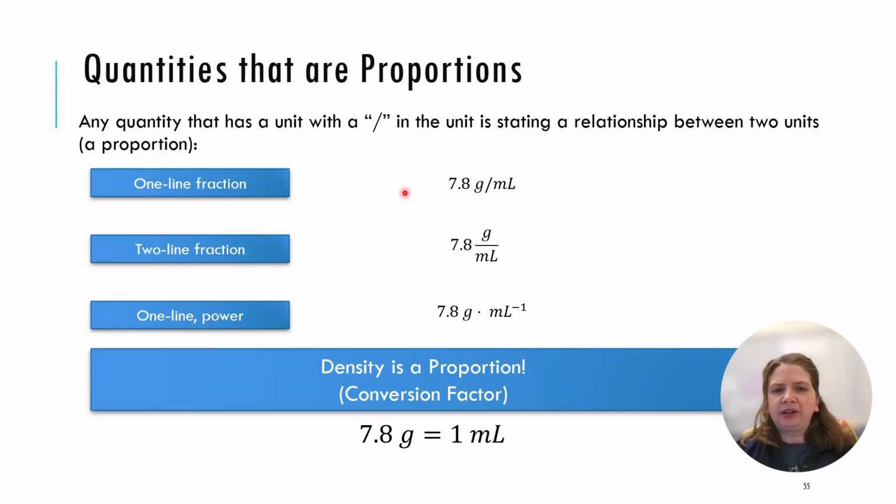The unit grams per milliliter can be written as grams divided by milliliters on one line or two lines, or grams times milliliters to the -1 exponent. All of these mean the same thing. 7.8 grams of this material has a volume of 1 milliliter. This is a relationship or conversion factor between two different units.